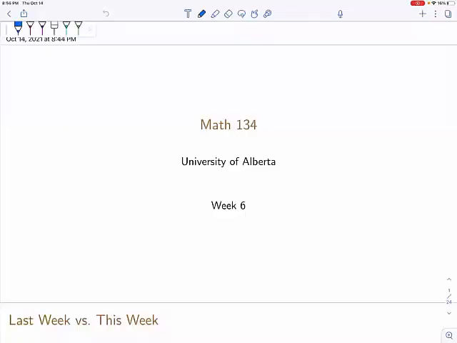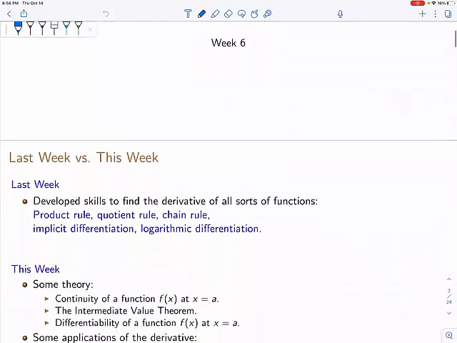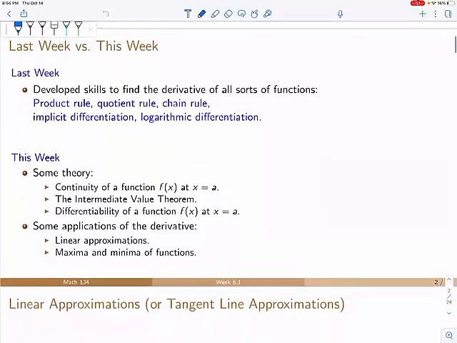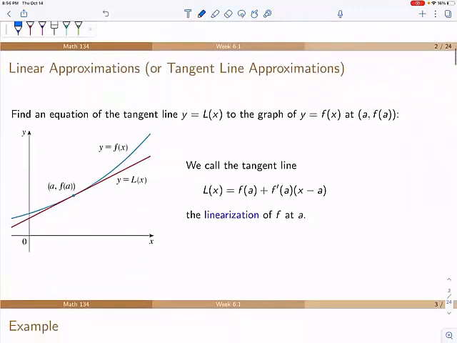Okay, welcome. In this video, we're going to discuss our week 6 material. In particular, we will discuss linear approximations as an application of derivatives, maxima and minima, and we'll also talk about continuity and the intermediate value theorem. So our story starts today with linear approximations.